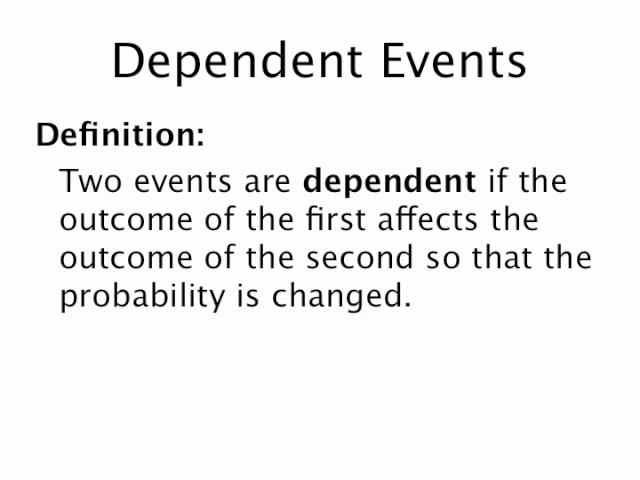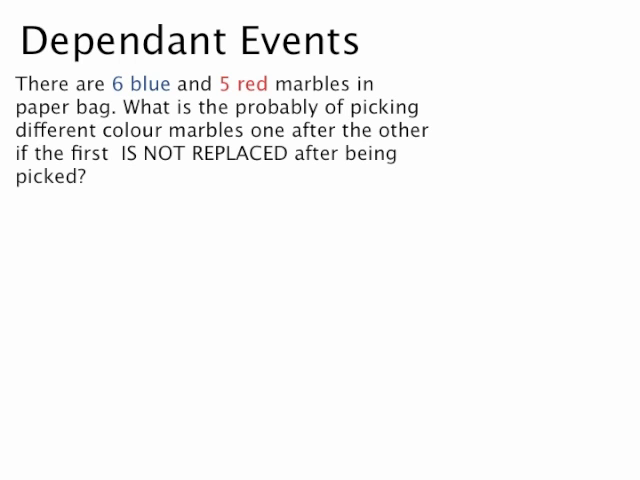Okay, so let's look at dependent events, and the definition is two events are dependent if the outcome of the first affects the outcome of the second so that the probability is changed. It may sound a bit complicated, but if we look at it, I think it's pretty straightforward. So this time, let's do the same exercise, but we're not going to replace the marble. So we're still trying to find the probability of picking different colour marbles.